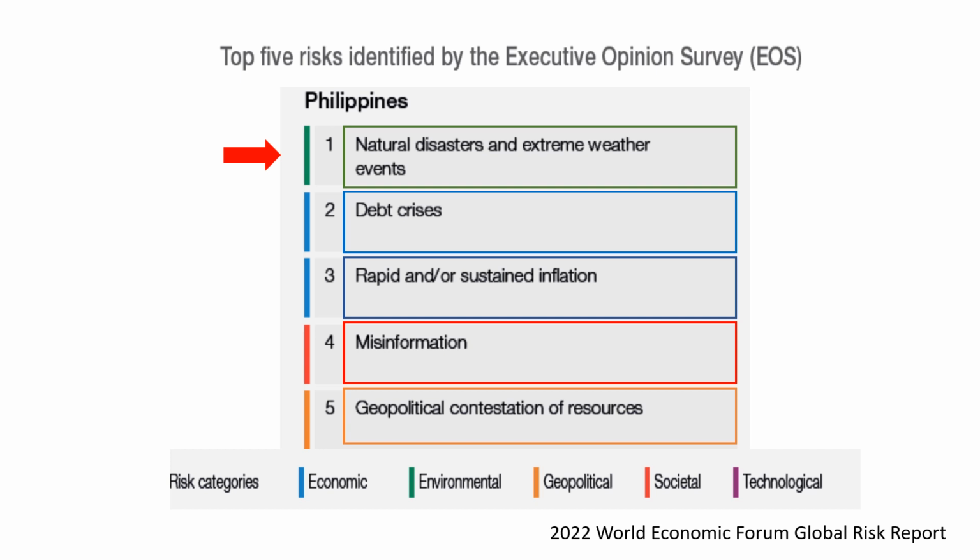Over 12,000 business leaders in 121 economies were asked to identify the top 5 risks from this list that pose the biggest threat to their country in the next 2 years. These were incorporated into the World Economic Forum's 2022 Executive Opinion Survey. Risk 1 indicates the most frequently selected risk in each economy. For the Philippines, natural disasters and extreme weather events tops the list.